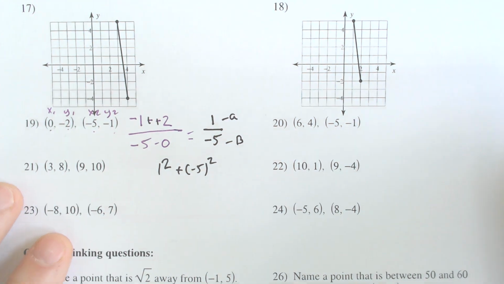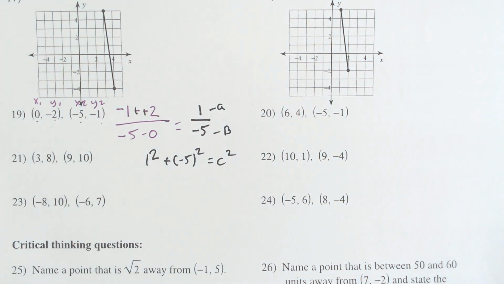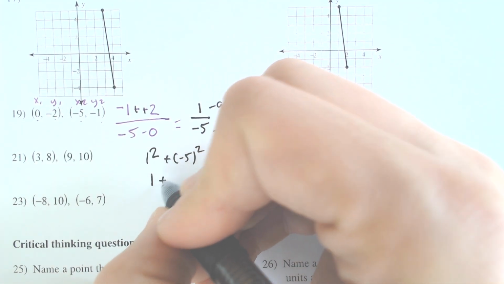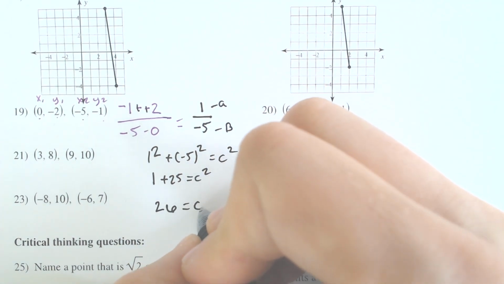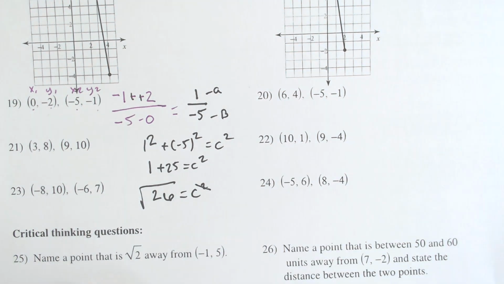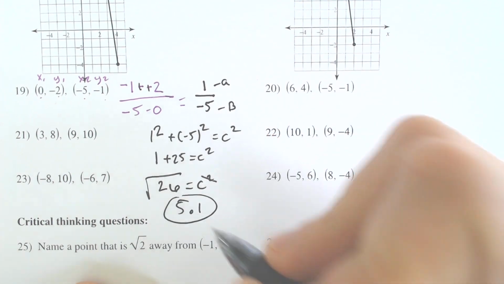If you do put it in negative, you have to put it in parentheses. Otherwise, know that negative 5 times negative 5 is the exact same thing as positive 5 times positive 5. 1 plus 25 equals c squared. We get 26 is equal to c squared. The square root of 26 would give us our c, and the square root of 26 is 5.1. It's actually 5.09. All right?